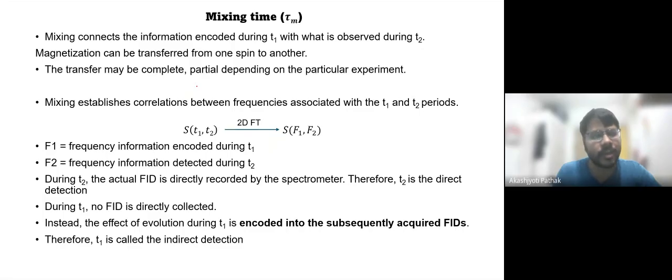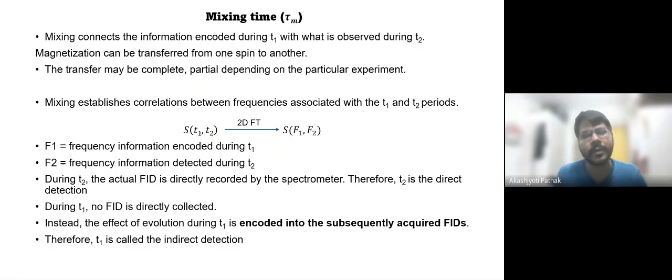Polarization transfer, for example, we had seen that in case of NOE, partial transfer is allowed. The tau time period, the mixing time period, is selected in such a way that only a partial magnetization will be transferred from one spin to another spin. So the mixing establishes correlations between frequencies associated with the T1 and T2 time period.